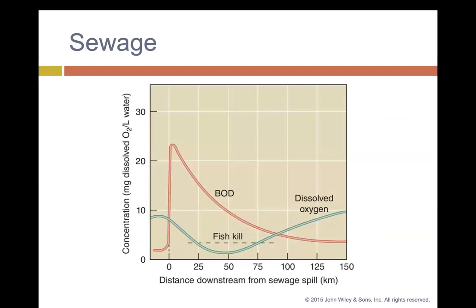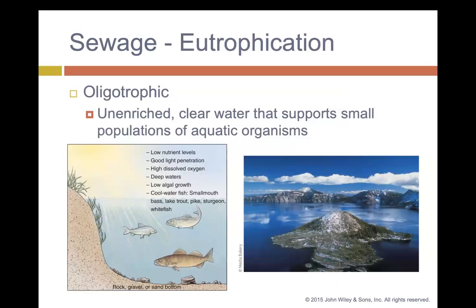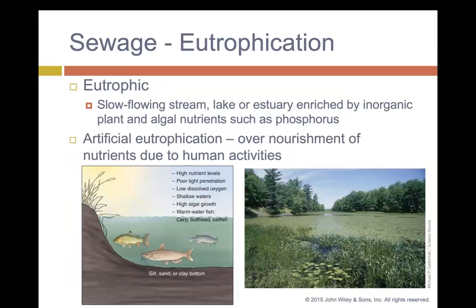And as that biological oxygen demand increases, the amount of oxygen will decrease. So here we have sewage and the concentration against the distance downstream from the sewage spill. You can see the biological oxygen demand and the dissolved oxygen, and you can see how it can kill fish as well. Oligotrophic water is unenriched clear water that supports small populations of aquatic organisms. But with eutrophication, we have a slow-flowing stream, lake, or estuary which is enriched by extra sewage, inorganic plant and algae nutrients like phosphorus. And this can cause an over-nourishment of nutrients due to human activities.